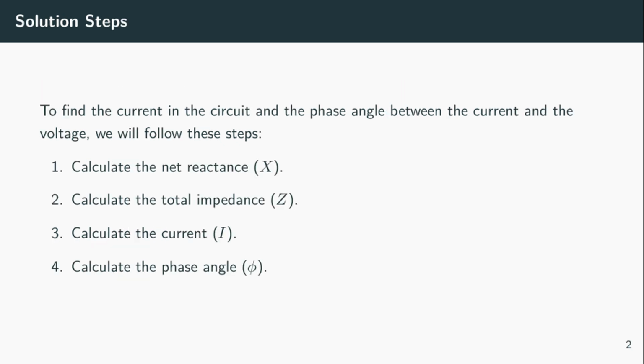To figure this out, we'll break it down into a few steps. First, we'll calculate the net reactance in the circuit. Next, we'll use that to find the total impedance of the circuit. Then we'll be able to calculate the current using Ohm's law. And finally, we'll determine the phase angle.